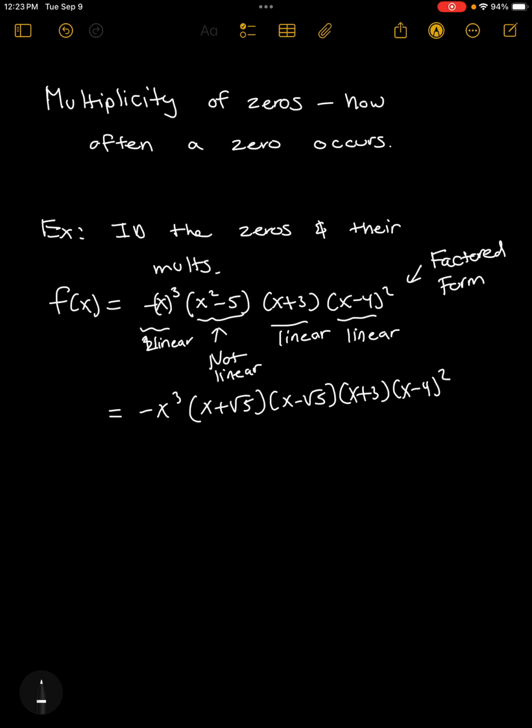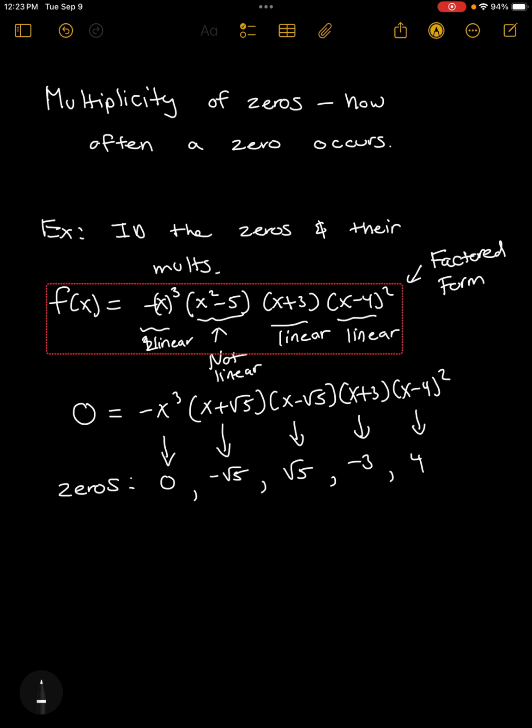If I just want to find the zeros of this function, I simply set f of x equal to 0, and do some mental math over here. If you set negative x cubed equal to 0, you're just going to get 0. If you set x plus root 5 equal to 0 and solve for x, you're going to get negative root 5. Positive root 5 over here, negative 3 over here, and then positive 4. Okay, so these are all the zeros. Again, make sure you look at the vocabulary of what a zero is: a zero is an x-intercept, it's a solution, it's a root, it's where the graph touches the x-axis.